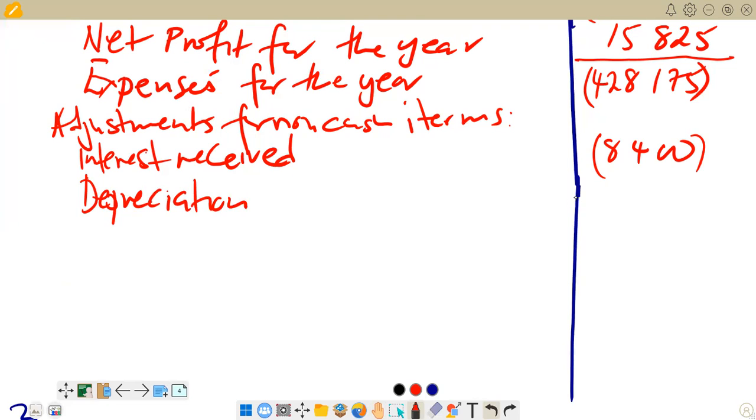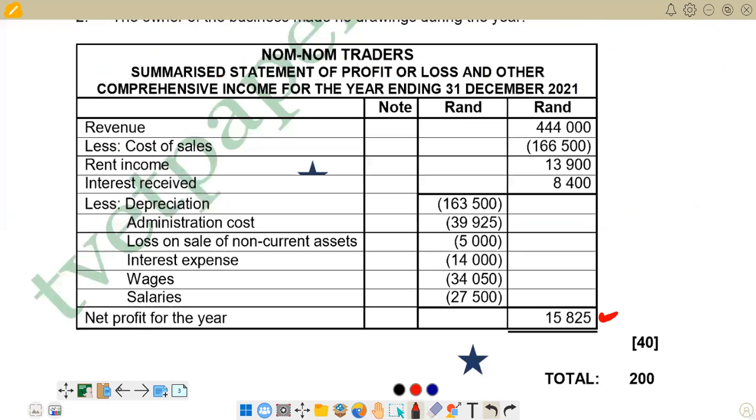Right. So for depreciation, we are going to show it as a positive, which is 163,500. Then we go back to see what we have there next. We also have a loss on sale of non-current assets, which is 5,000. Remember, this is an expense again, so we are going to show it again as a positive.